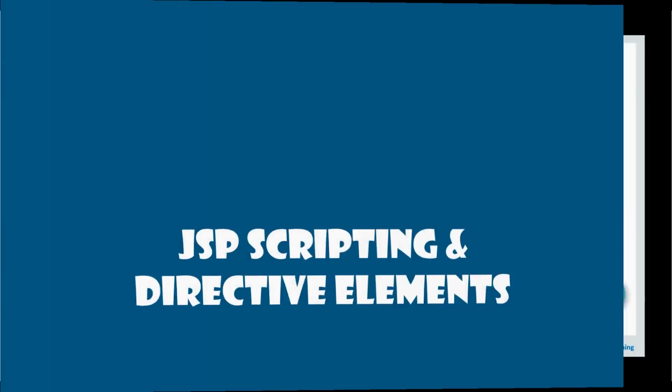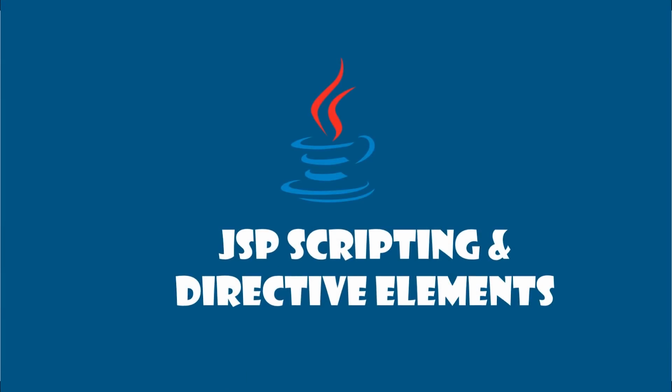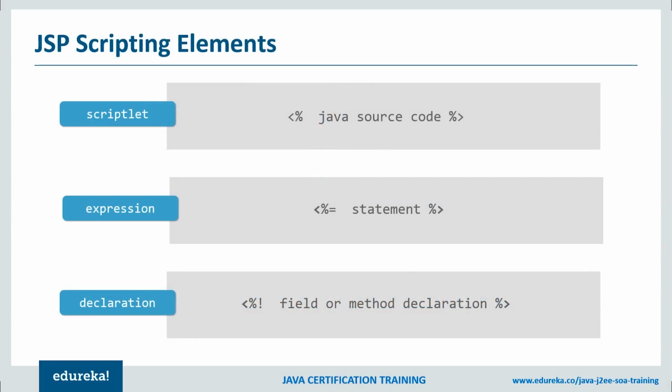Before that, we'll see some scripting and directive elements. So what are scripting elements? The scripting elements provide the ability to insert Java code inside the JSP. There are three types, that is scriptlet, expression, and declaration. A scriptlet tag is used to execute Java source code in JSP, and the syntax is as shown in the figure. Now we'll see how to print the username using the scriptlet tag.